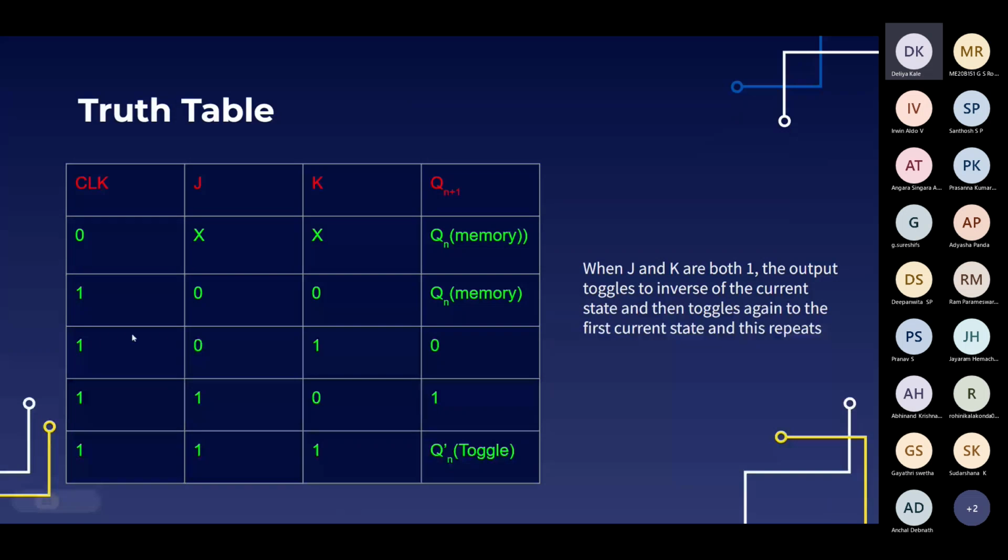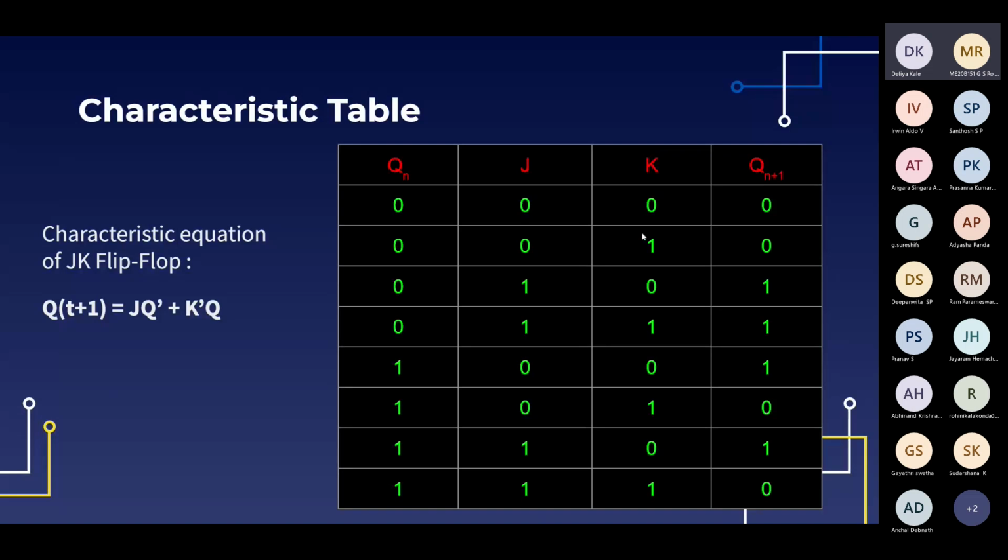When J and K is 0, 1, you will have 0. So wherever you have J as 0 and K as 1, the next state will be 0. See here also, when J is 0, K is 1, you'll have next state as 0, irrespective of whatever the value of Q1 be. When J is 1 and K is 0, the next state will be 1. Similarly, it does not depend on Q1; when you have J as 1, K as 0, Q1 plus 1 will be 1.